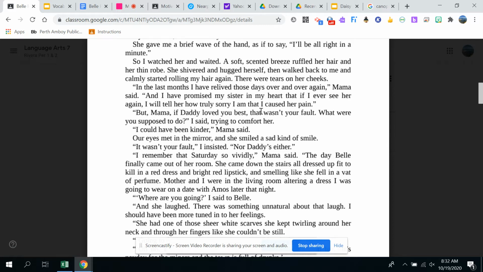"In the last months, I have relived these days over and over again," Mama said. "And I promised my sister in my heart that if I ever see her again, I will tell her how truly sorry I am that I caused her pain." Right, so she's reflecting back on this stuff. She's been thinking about what she did to her sister, and she feels bad for it.